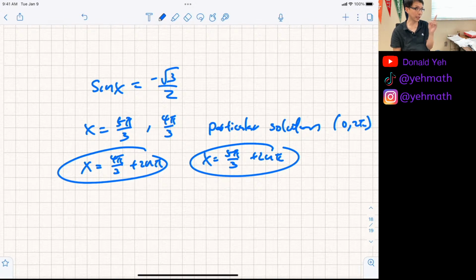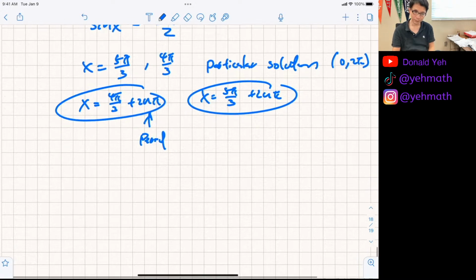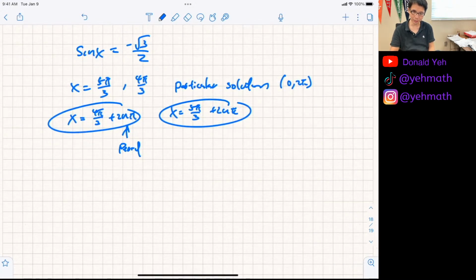Now remember, for tangent, the period is different. This is the period for sine and cosine. What is the tangent period? Yes, just π. Good. So you're going to have plus nπ instead of plus 2nπ. So let me ask you another question. When is tangent of x equal to negative √3? Now this one's a little bit harder. So you've got to tell me, when is tangent equal to √3?